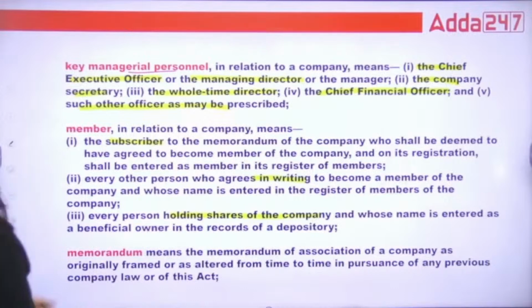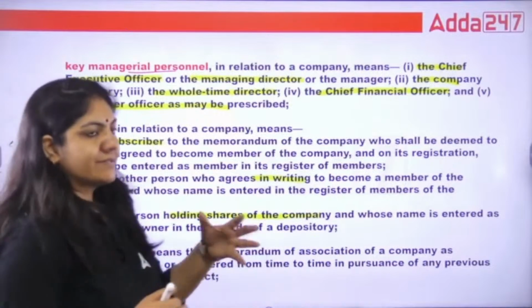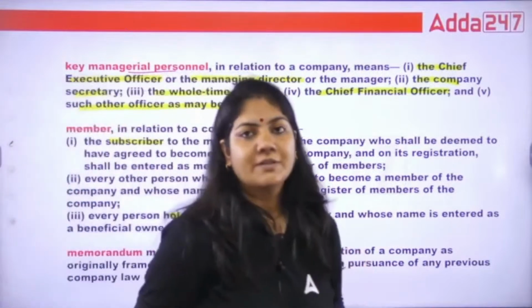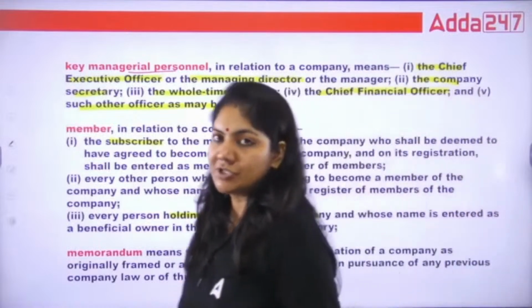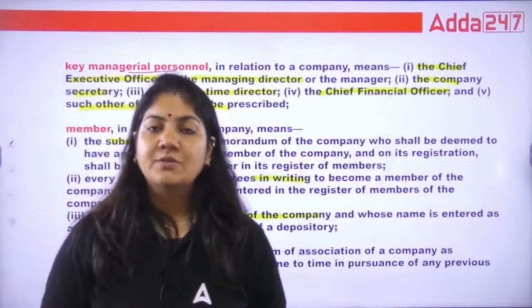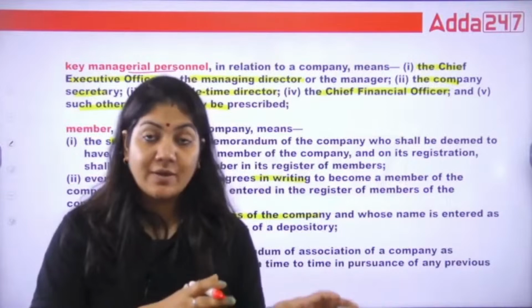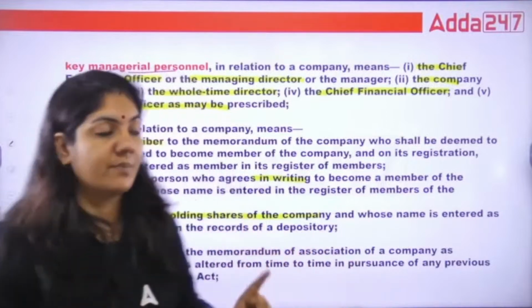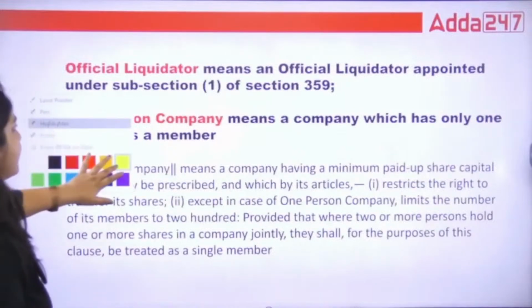Okay. What is a memorandum? The memorandum contains 6 important clauses: name clause, object clause, liability clause, association clause, and then 2 more clauses. So if every company is going to be established, every company has to file the memorandum of association. Okay. What is an official liquidator?